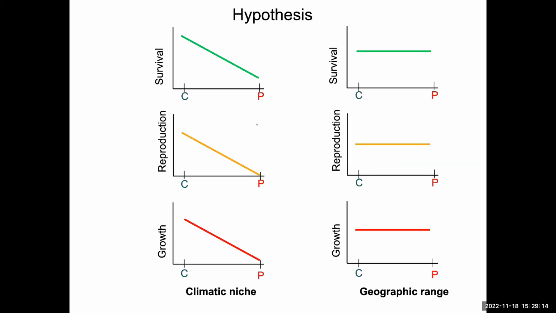The first demographic parameter I used here was vital rate. By vital rate, I mean survival rate, reproduction, and growth. Because I assume that the center of the climatic niche will have better conditions again, I predict that the vital rate will decrease from center to periphery. Across the geographic range, I do not expect any significant change of vital rate from center to periphery.